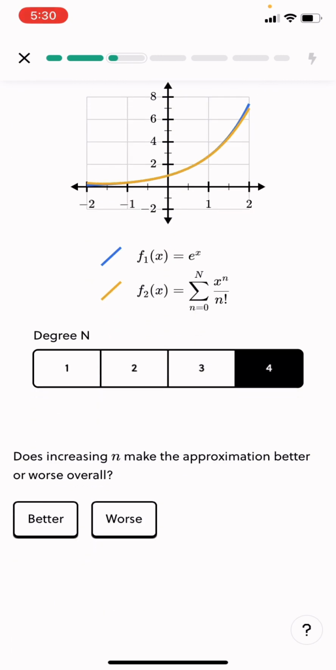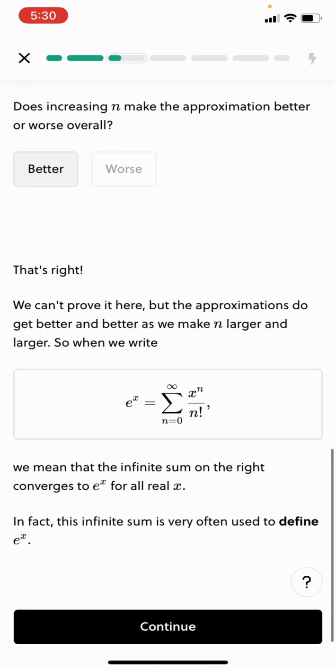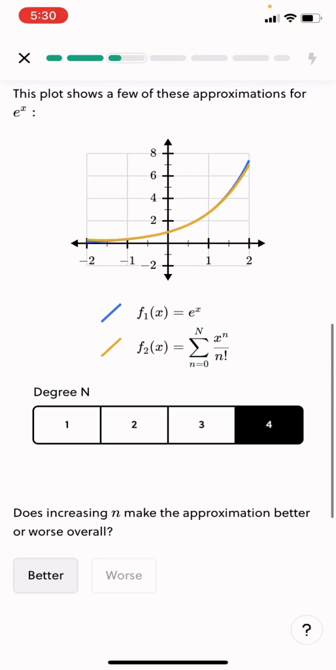Does increasing n make the approximation better or worse overall? I think it would make it better. Yeah, that's correct. We can tell by this. See, as we increase n, it gets more and more close to the answer.